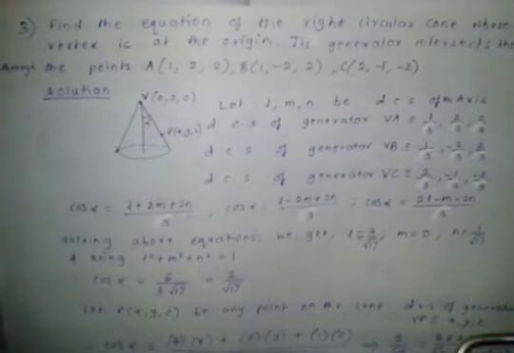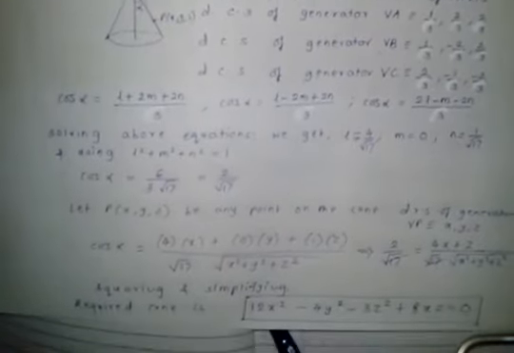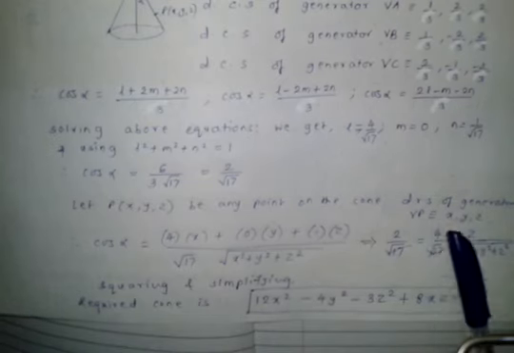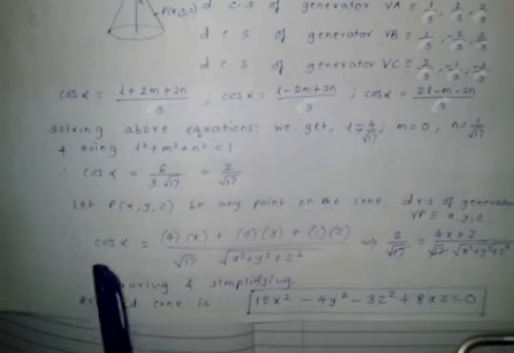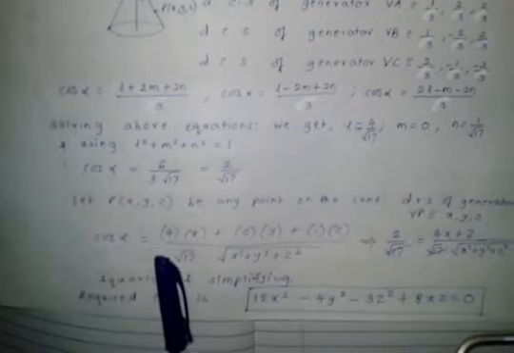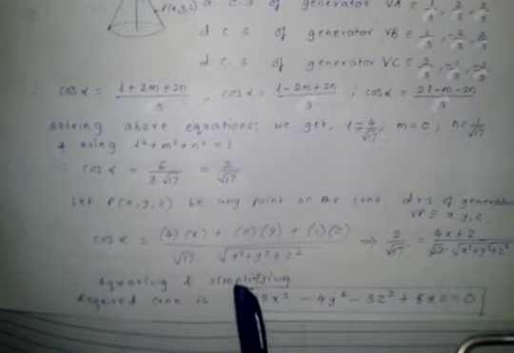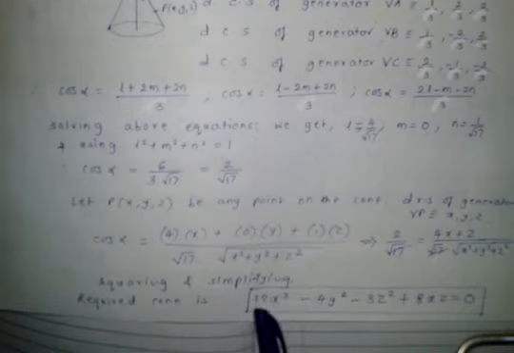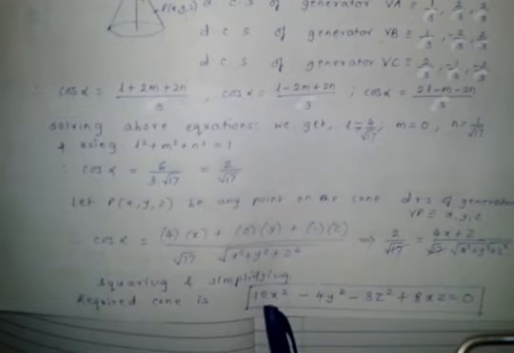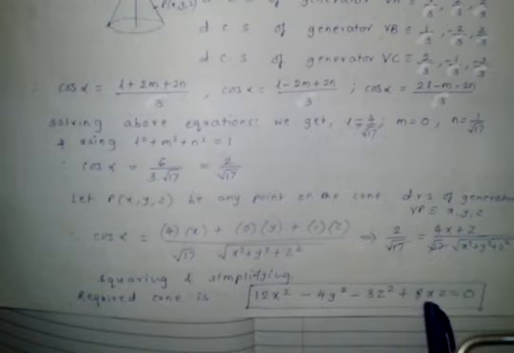Now assume the locus point P(x, y, z). Write down the direction ratios of the generator VP: x, y, z. Apply the formula for cos alpha. Substitute all the values and after squaring and simplifying, we get the required cone equation as 12x square minus 4y square minus 3z square plus 8xz equal to 0.